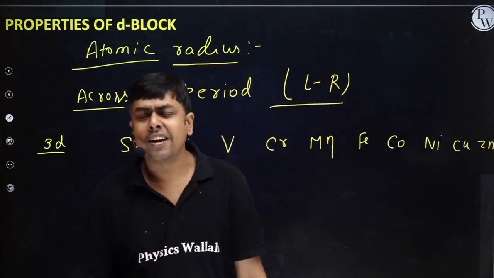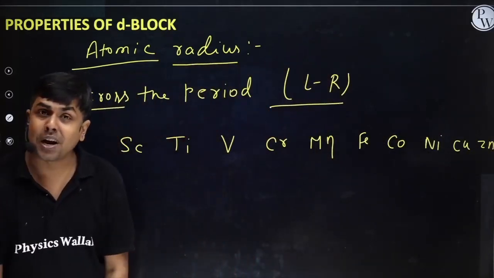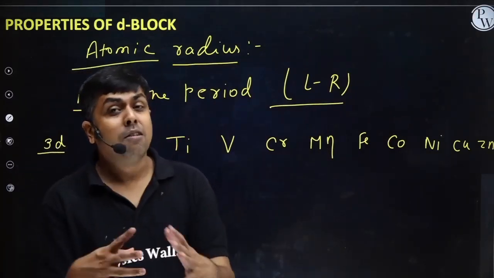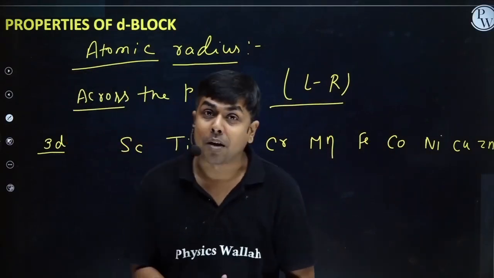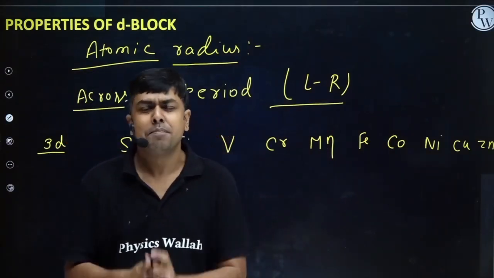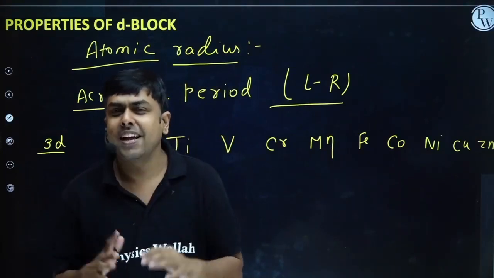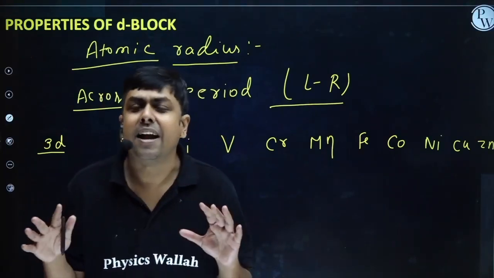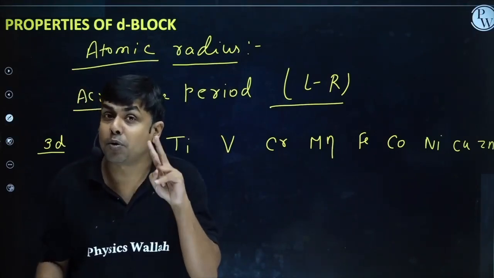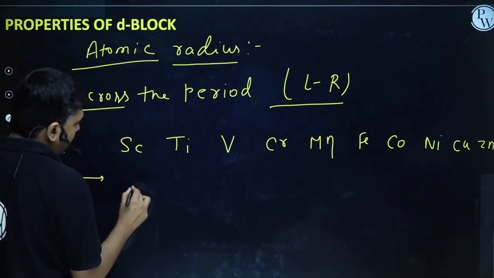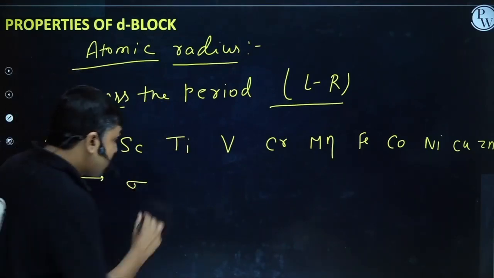Students, we have studied that as we move from left to right across the period, Z effective increases, and because of that atomic radii decreases, right? But in d-block elements we have certain exceptions. Basically, students, atomic radii in general depends on two factors. The first one is sigma, the shielding effect.